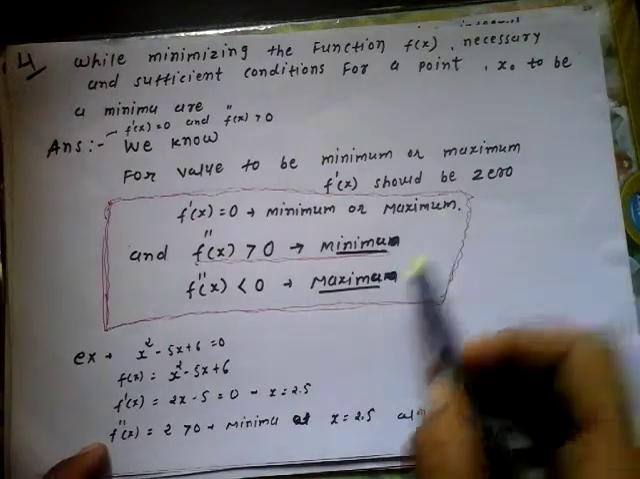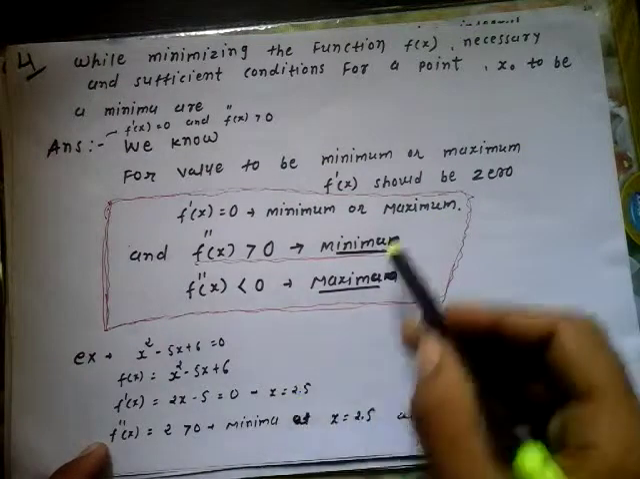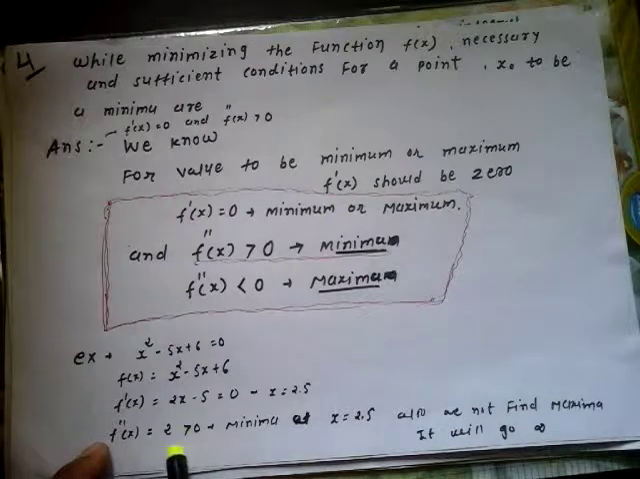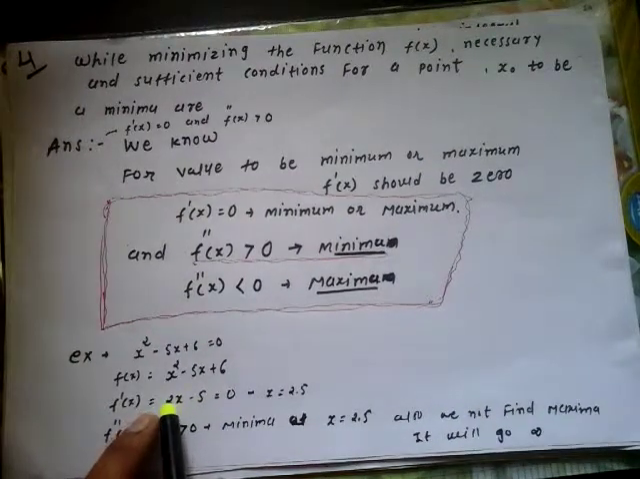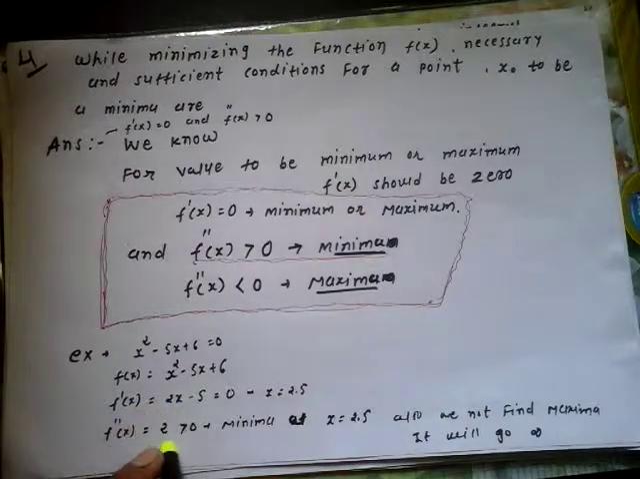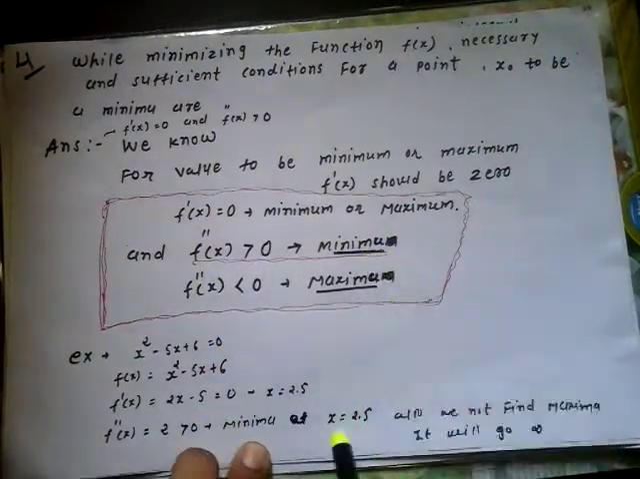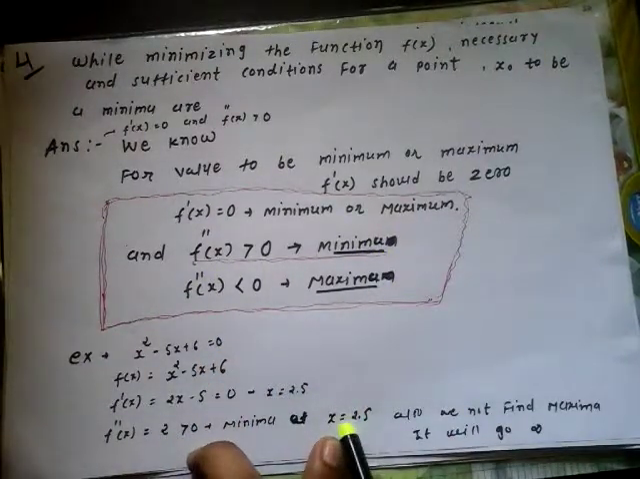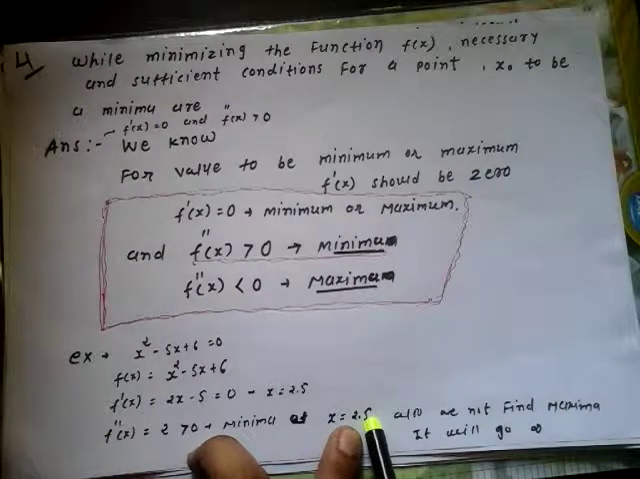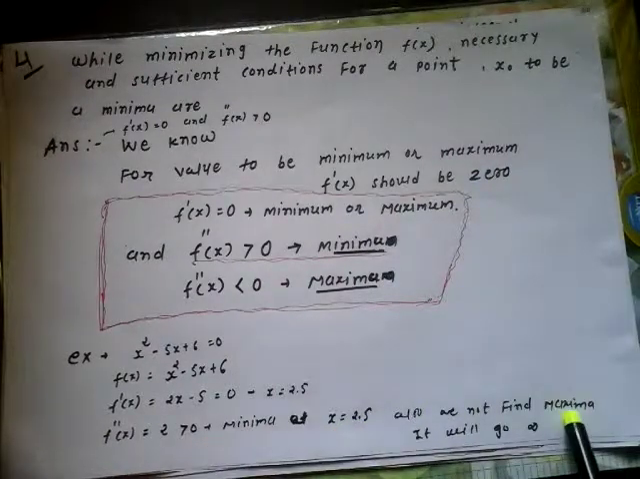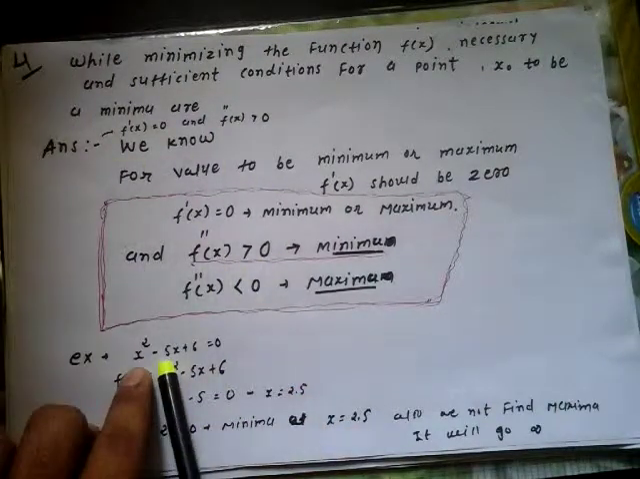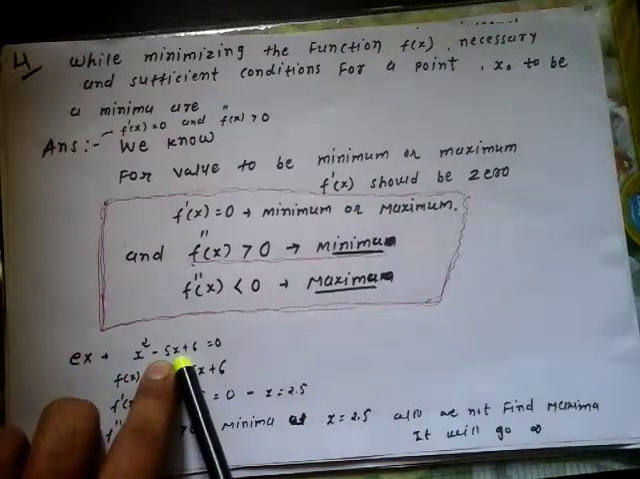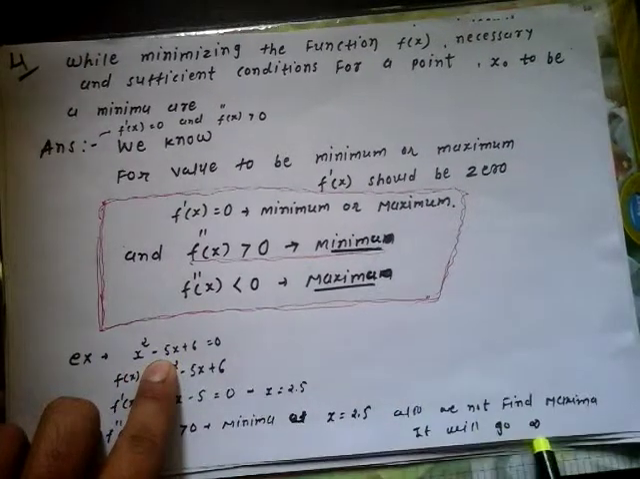Second, to check whether it is minimum or maximum, we have to differentiate again. So f double dash x is equal to 2, because the derivative of 2x minus 5 is 2. So 2 is greater than 0, so it is minima. The minimum value occurs at x equal to 2.5. But we cannot predict a maximum value, because x square minus 5x is given, so its maximum value may be infinite. Got it?